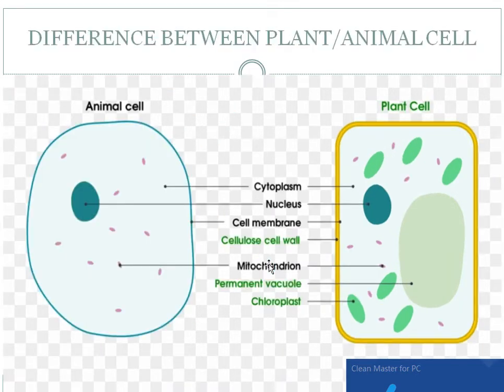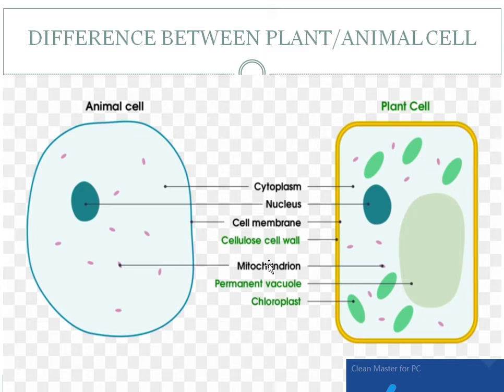Difference between plant and animal cell. Students, as you know, plant cell and animal cell both have a cell membrane. You can see on your screen. They both contain cytoplasm and a nucleus. A plant cell has one large vacuole and an animal cell has many small vacuoles. Plant cell also contains cell wall and chloroplast.